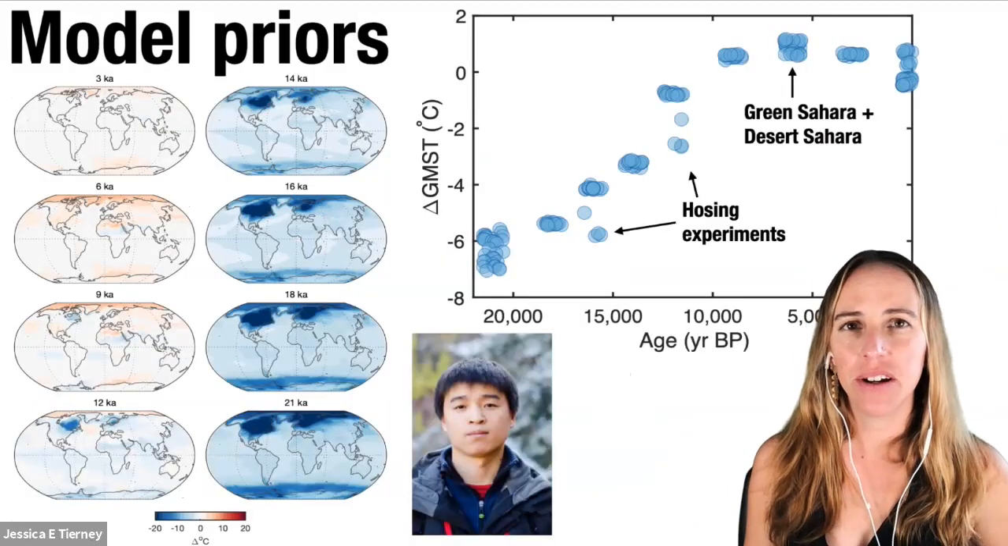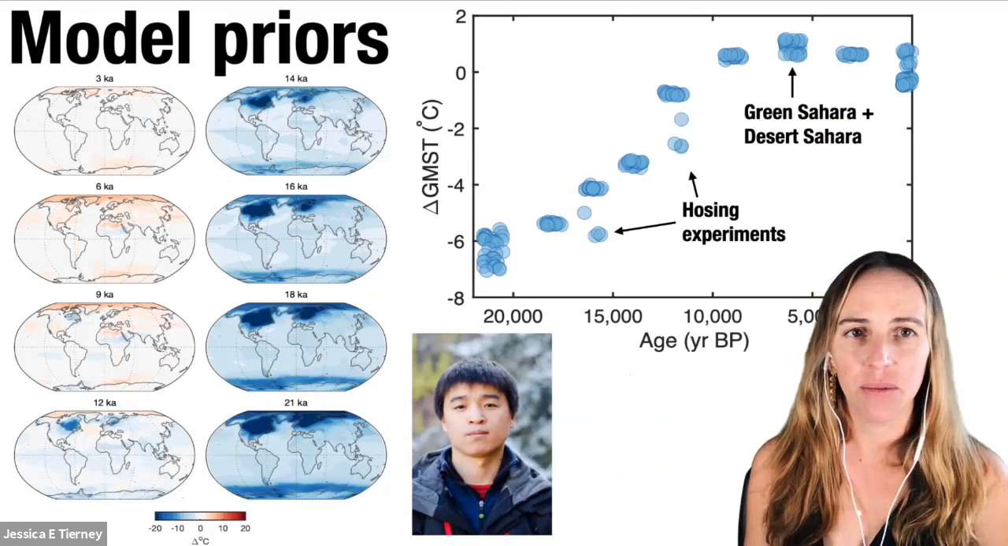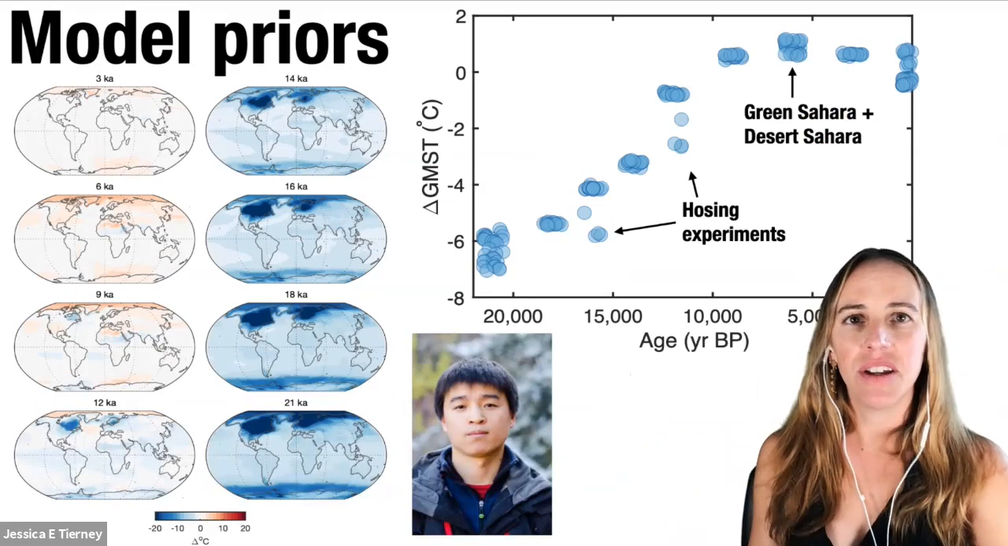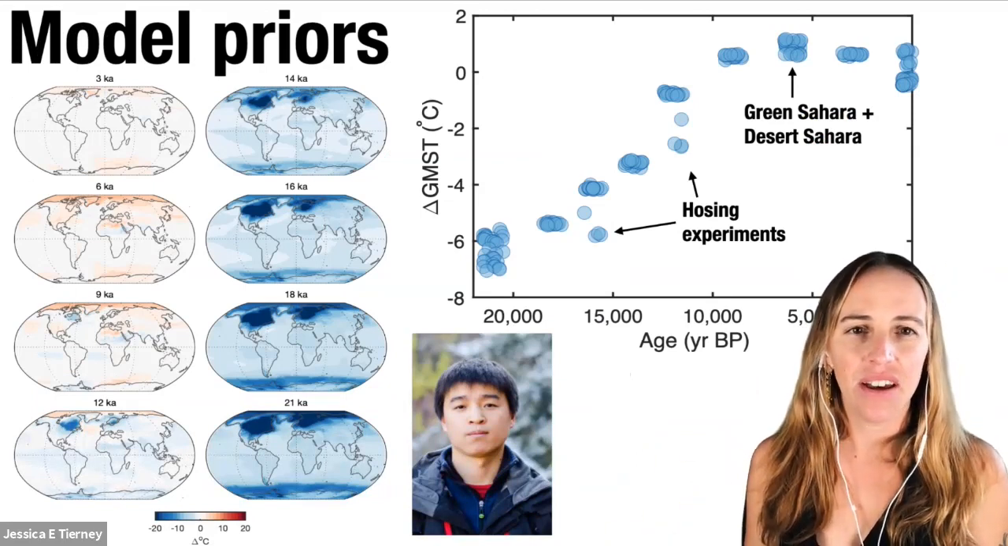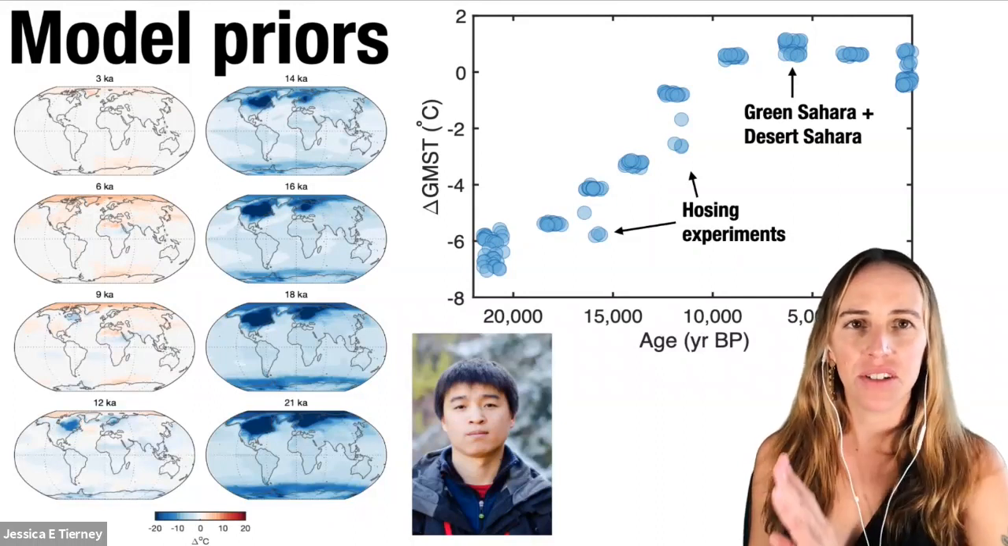For our model priors, again, we're using the isotope-enabled CESM version 1.2. And now Jung went back, he generated even more model priors for this assimilation for us at 3,000-year time steps from 21,000 years ago to present.